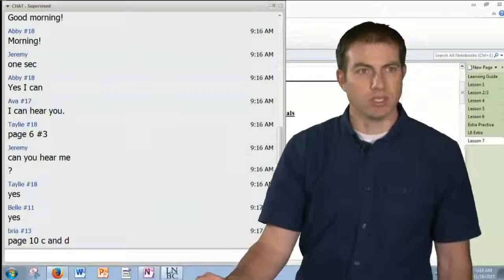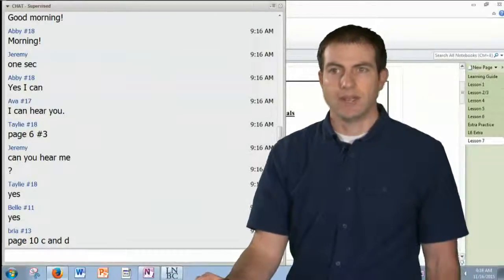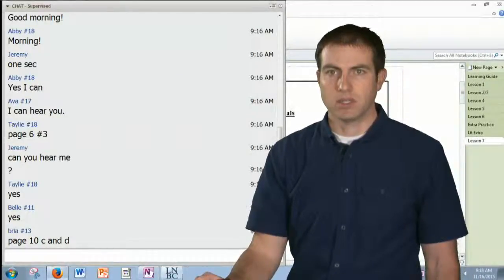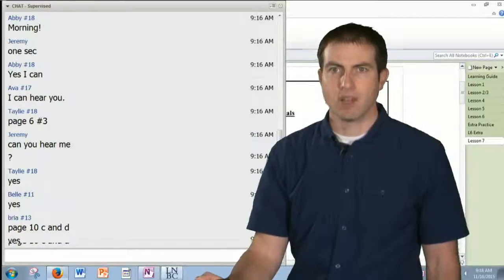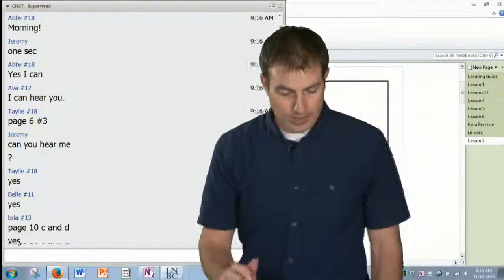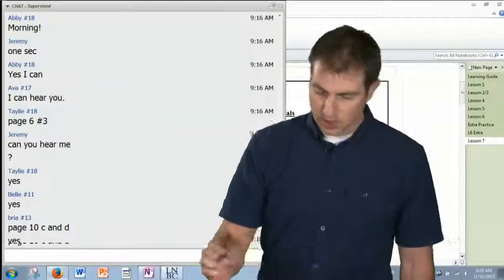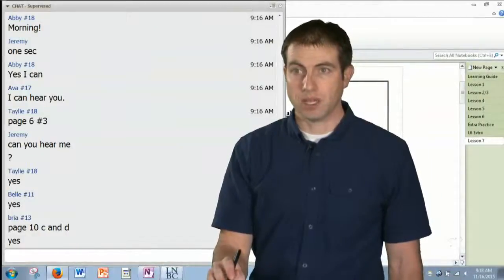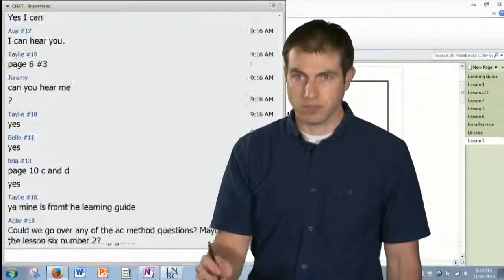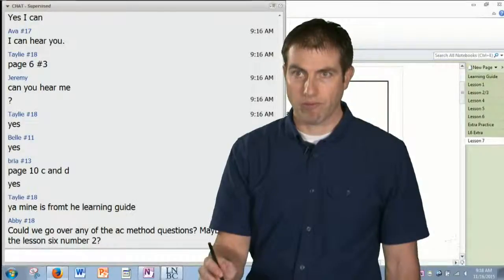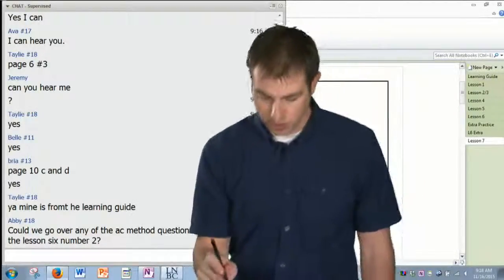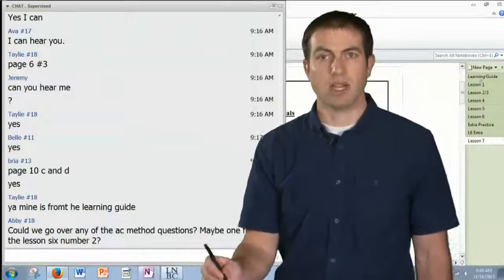And just give you a second or two. A few more people typing. Okay, thanks, Bria. Page 6, number 3, and then 10, C and D, all of the learning guide for now. And perfect. Yeah, for sure. I'll go through some of those more challenging factoring questions.